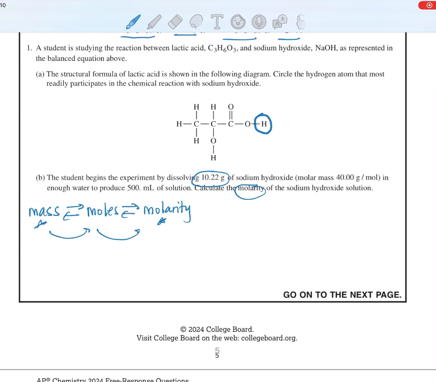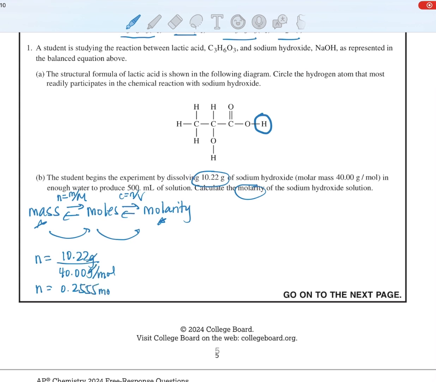So I do like to use a formula. I know you can do this just by unit cancellation, but I like to do the formula. To go from mass to mole, I use n equals m over M, and to go from mole to molarity, I use C equals n over V. All right, so let's quickly do that here. The moles of sodium hydroxide is going to equal 10.22 grams divided by 40.00 grams per mole, and I get 0.2555.